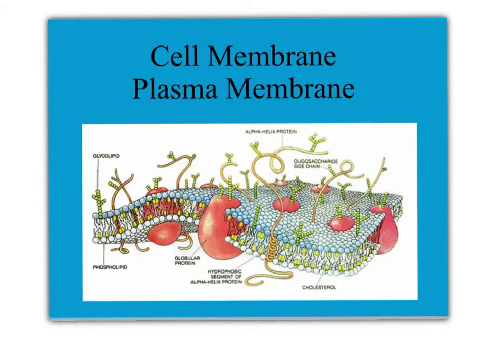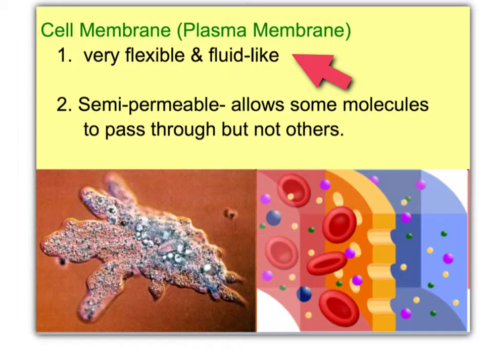As I said earlier, the cell membrane has another name, and it's called the plasma membrane. So I will be using the words cell membrane and plasma membrane interchangeably with one another. They mean the same thing. Cell membrane, plasma membrane has two important characteristics. The first one is that it's very flexible and fluid-like.